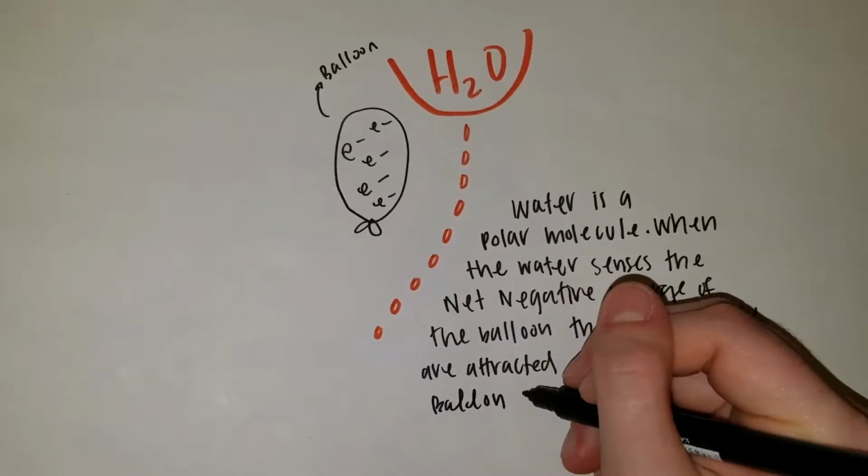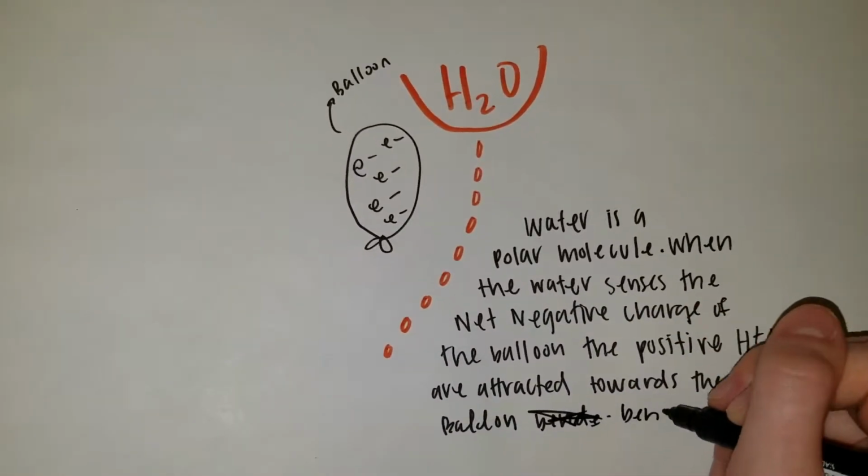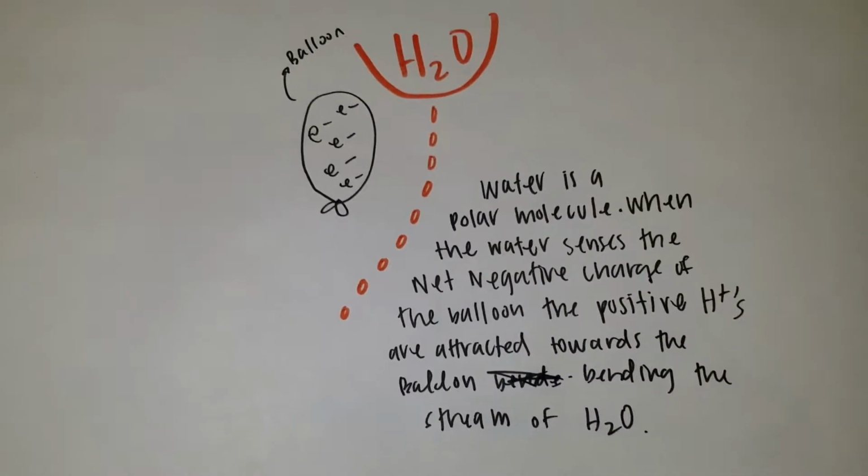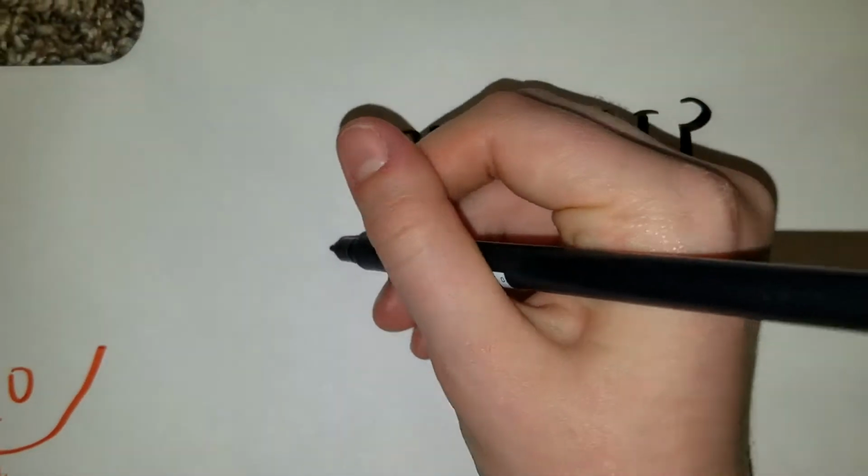So just like in the Lewis structure, we had the negative side of the oxygen and the positive side of the hydrogen. That positive side of the water coming out of the bottle is just going to bend towards the negative side of the balloon.